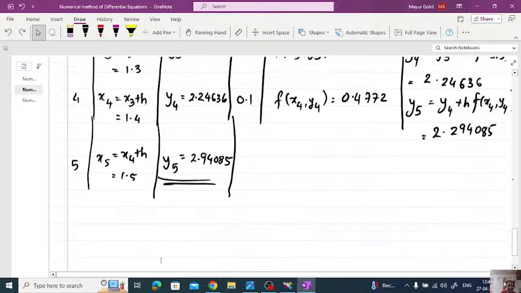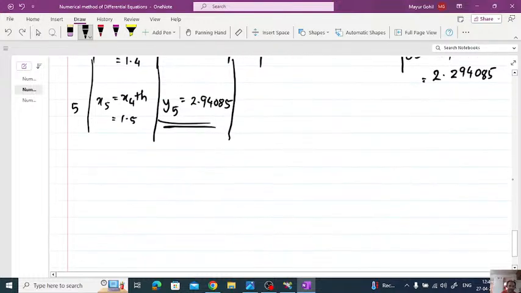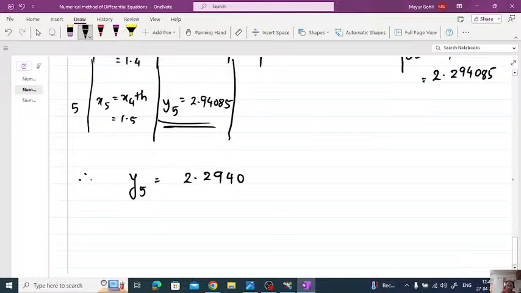So here we can say, therefore, y5 is 2.294085. Okay, and this is at x equal to x5 equal to 1.5. This is the required solution.